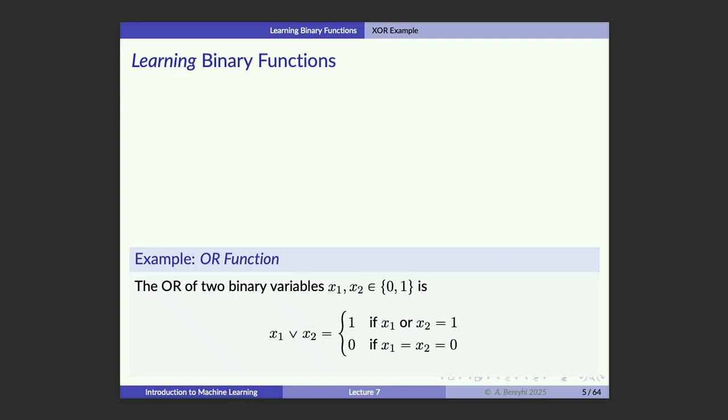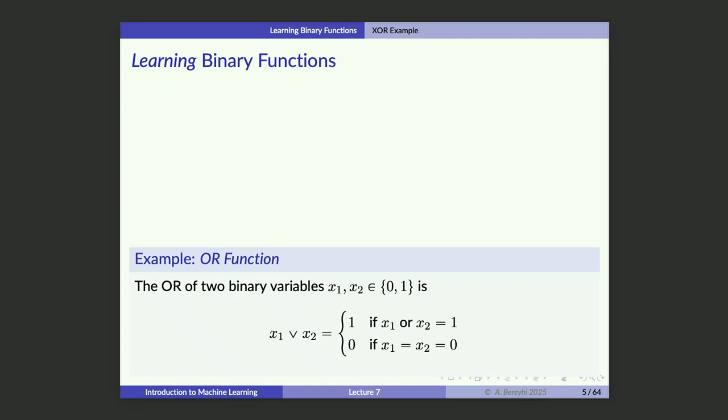So if I have x1 or x2, what is it going to be? If they are both binary, they're either 0 or 1. So 0 or 0 is 0, right? So if x1 equals x2 equals 0, then this is 0, right?